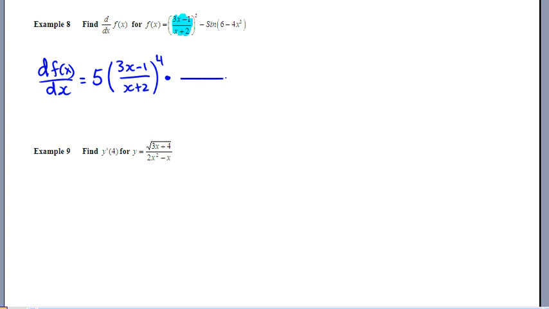Okay, well, that's going to be a quotient rule. Never my favorite, but we can do it. Derivative of the top would be a 3, multiplied by the bottom left alone. Subtract, leave the top, multiplied by the derivative of the bottom, all divided by the bottom squared.